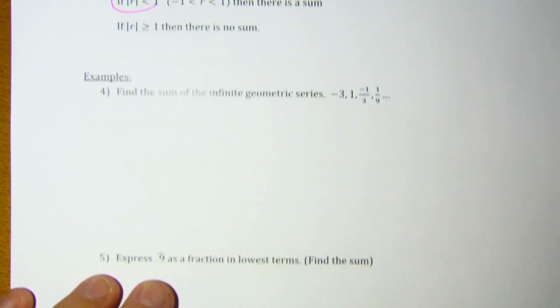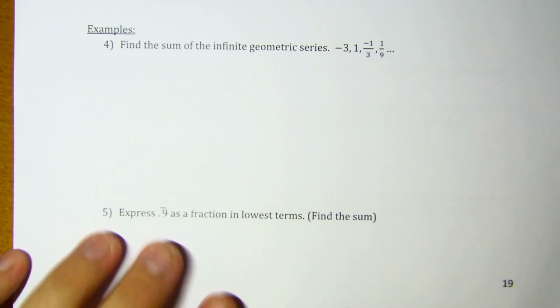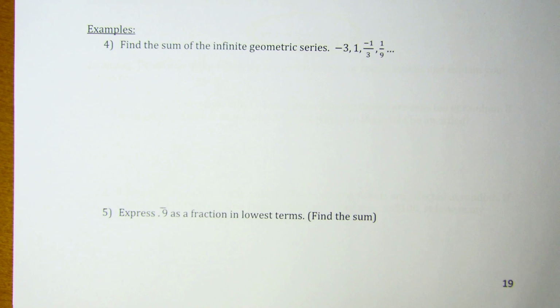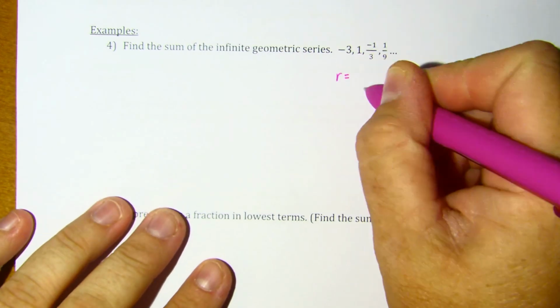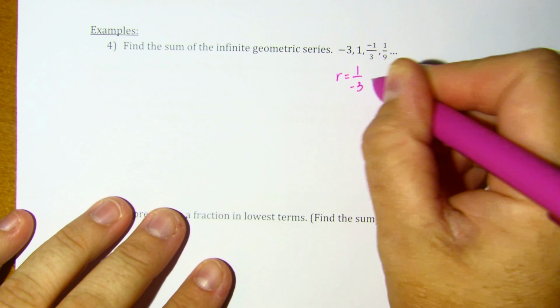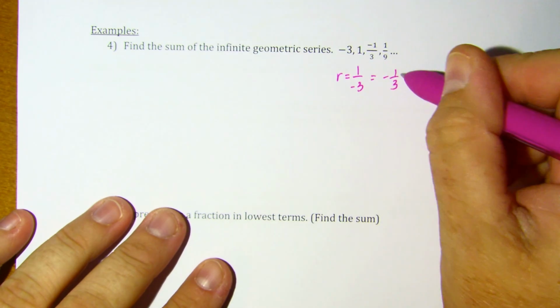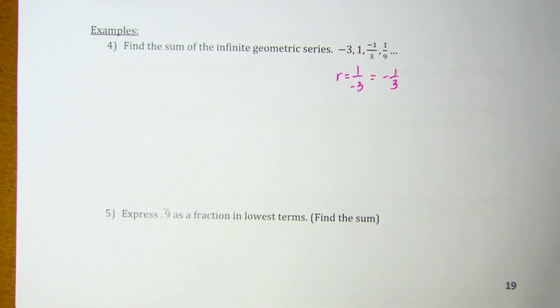So here in this first example, it says find the sum of the infinite geometric series. We have negative 3, 1, negative 1/3, 9, 1/9. And so finding my common ratio, 1 over negative 3 is negative 1/3. And the absolute value of that is less than 1, so that means there is a sum.